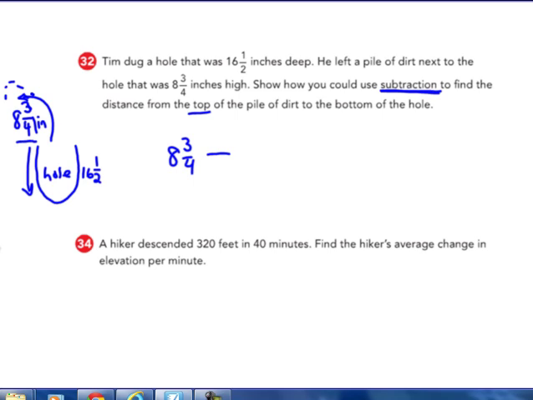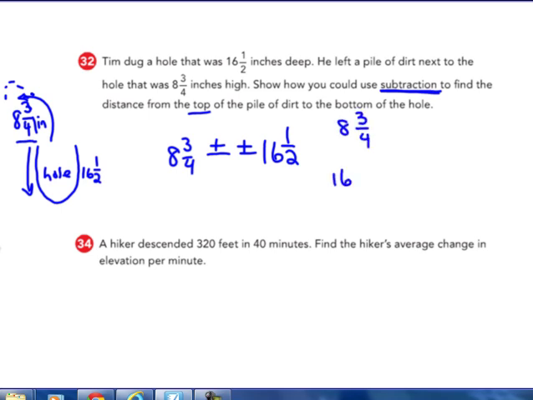The distance, well, use subtraction to go from the top to the bottom. Well, the hole is below ground, so it's a negative 16.5. Show how you could use subtraction. That's how I could use subtraction. And I know from subtracting with rational numbers, I have to change that to add the opposite. So to get this answer, I am going to actually add those, 8 3/4 and 16.5.